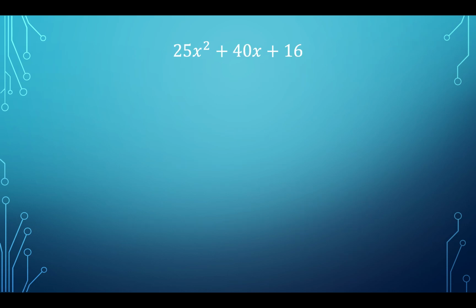And let's try this one: 25x squared plus 40x plus 16. It's going to have the form A plus B squared. Why? Because of the two positives. And we need to know, are A and B perfect squares? Yes. Why? Because what's the square root of 25? 5. What's the square root of x squared? X. What's the square root of 16? 4. So A is equal to 5x and B is equal to 4.